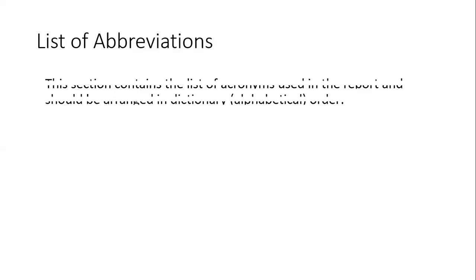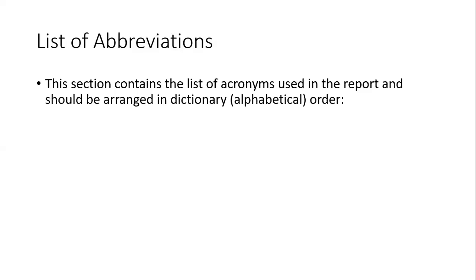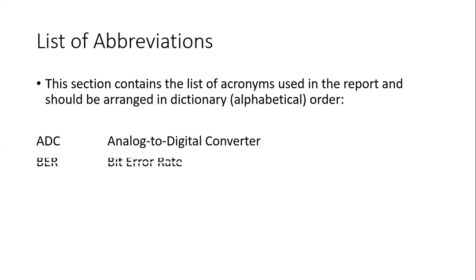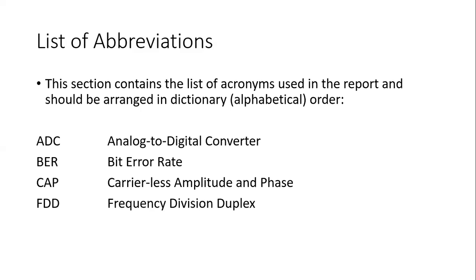And then we have the list of abbreviations. The abbreviations or acronyms are used in the report. So this section contains a list of acronyms used in the report and should be arranged in dictionary alphabetical order. Say ADC, analog to digital converter. After A, we have the B, that's BER, bit error rate, CAP, carrierless amplitude and phase, then FDD, frequency division duplex.